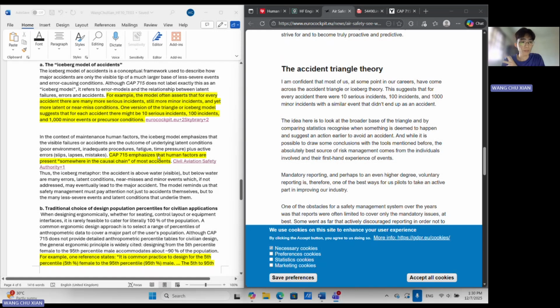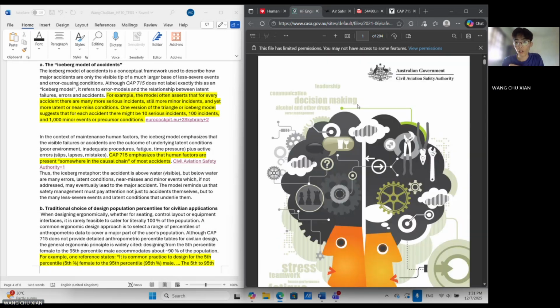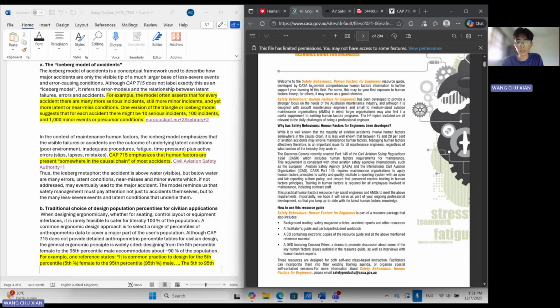Then the second part of the iceberg model would be like the CAP 758, which emphasizes that human factors are present somewhere in the causal chain of most accidents. This is from another website, which is actually a PDF file that I found online. It's by the Australian government, and over here it states about the safety behaviors, which is where I get my resources from.